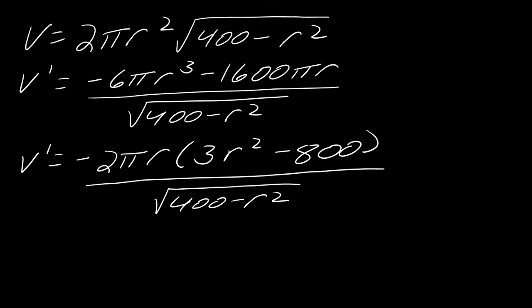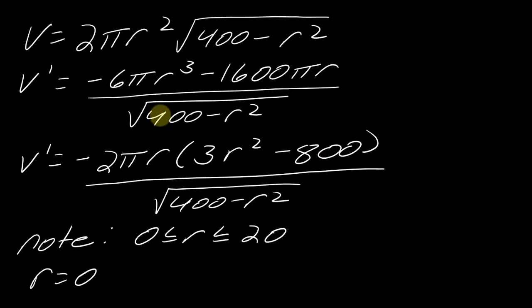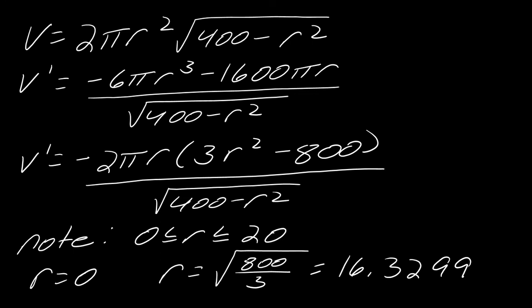But now what I want to do is find my critical point. I just want to note here, normally I talk about this a little bit earlier, but obviously my radius has to be greater than 0 and less than 20, because that's the largest radius of our sphere. In solving this, I find that the top will equal 0 when r is 0, or if I solve this other factor equal to 0, I will get the square root of 800 over 3, which is about this decimal here.